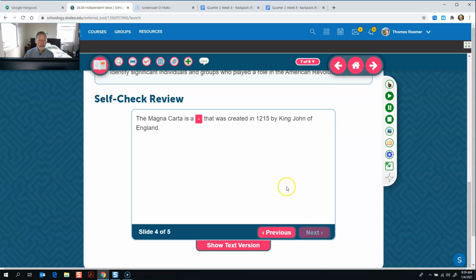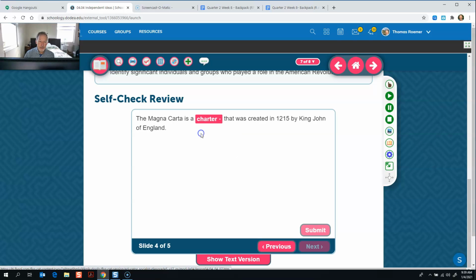Think one more. The Magna Carta is a blank that was created in 1215 by King John of England. Is it a dish, a drawing, a musical? No, none of those. Just get rid of those silly ones. It's a charter. A charter is a document.